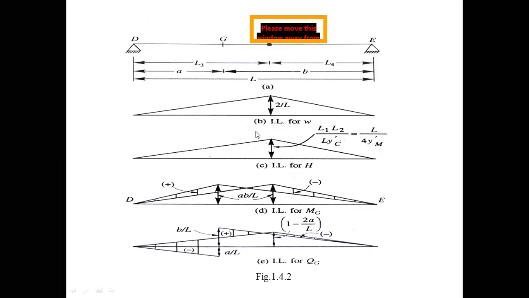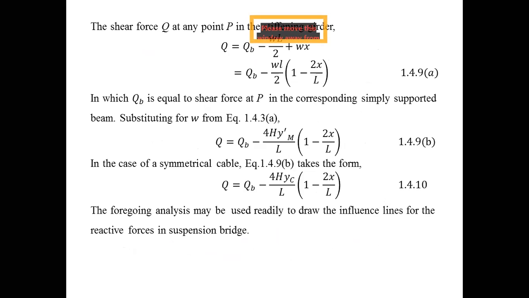Once you know the ordinates, for the remaining ones use similar triangle concepts to find the other ordinates, and multiply each ordinate by the load to give the total. Okay, so this is the influence line for H. And coming to the bending moment, again you go for this equation.